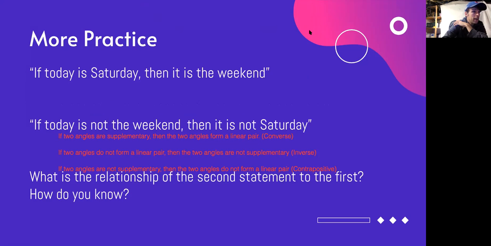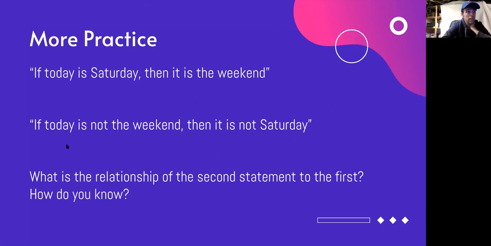Okay, last practice here. We have these two statements. We're going to decide what relation they have to each other. If today is Saturday, then it is the weekend. If today is not the weekend, then it is not Saturday. Okay, so just looking at it, we'll just call this my P and this my Q, my second. So this one's if P, then Q. So this one is the opposite of Q. So this is not Q. And this is, it's not Saturday. So that's the opposite of P. So that's the not P.